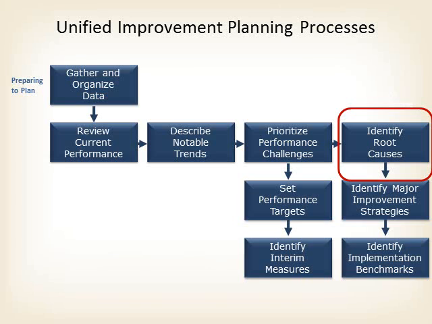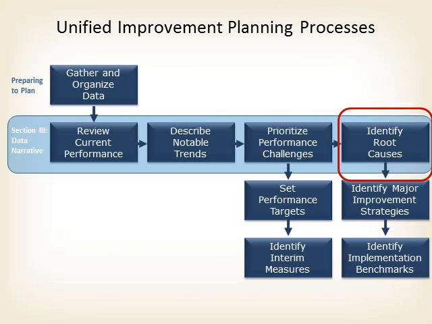Unified Improvement Planning, Colorado's approach to improvement planning, includes several planning processes which also make up the key sections of the school or district improvement plan. The school data narrative tells the data story for the school. School planning teams engage in several processes to prepare this data narrative, including the following: reviewing a summary of the school's performance from the most recent school year, describing performance trends across multiple years of school performance data, prioritizing the performance challenges reflected in the school's trends, and identifying the root causes of performance trends.